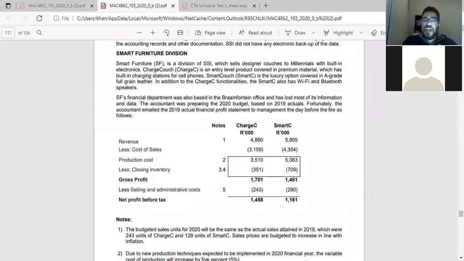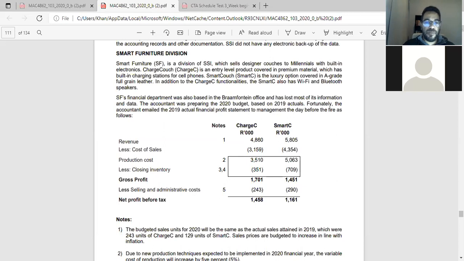So they have the Charge C, which is a Charge Couch, and they have the Smart Couch, which is the Smart C. That's the 2 products. When it comes to management accounting, you want to make sure you are clear on the products that they produce and sell. So we are clear that there's a Smart Furniture Division with 2 products. Then there's SF's financial department. So who's SF? Smart Furniture.